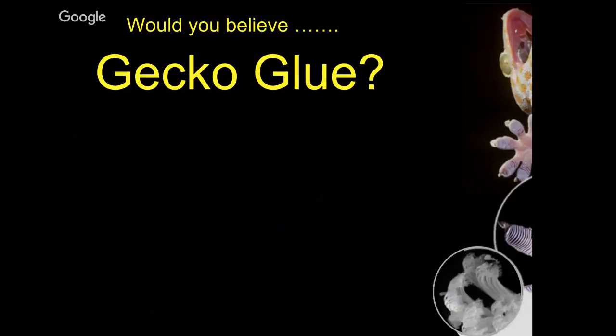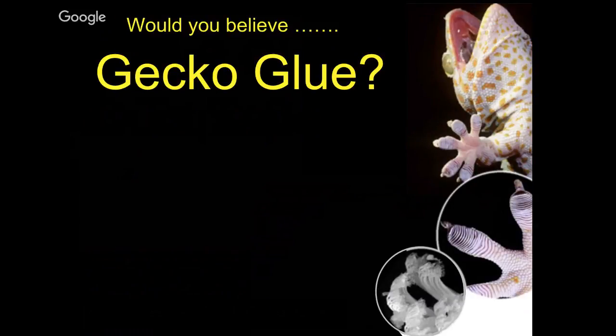What do you think is the best adhesive? Super glue. Yeah. Duct tape. We definitely need, you know, college campus. That gets a big vote. Would you believe gecko glue? Actually, it's coming out.